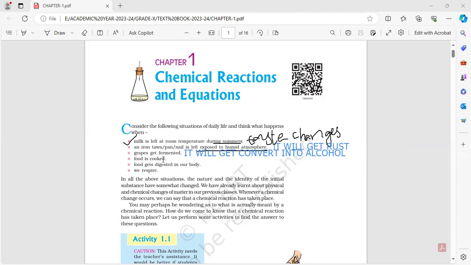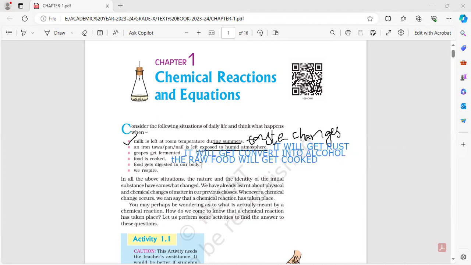Now, fourth one, food is cooked. What happens when the food gets cooked? So when the food is cooked, what happens? The raw food will get cooked. This is what happens when the food is cooked.